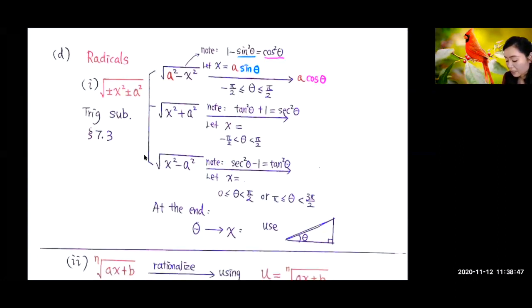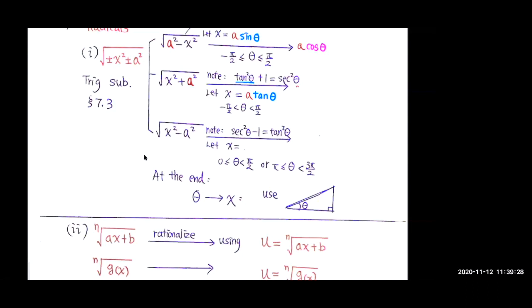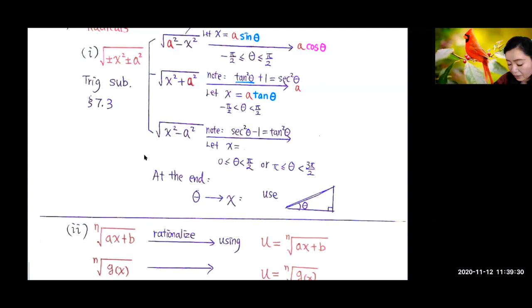Now, what about this one? Remember this identity. The x squared corresponds to that, and a squared corresponds to 1. So what do you let x equal to? A tangent theta, right? A tangent theta over here. And at the end, this square root over here is going to become a secant theta. A secant theta.